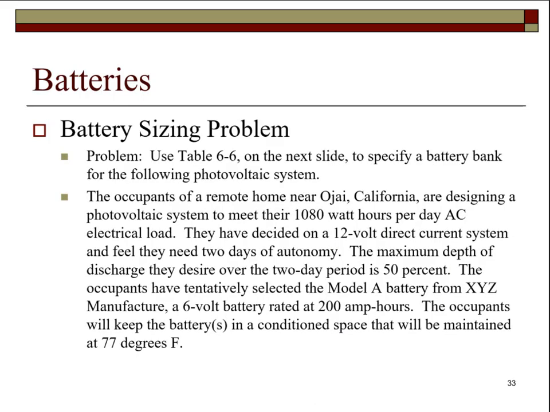Let's do an example. The occupants of a remote home in California are designing a photovoltaic system to meet their 1,080 AC watt-hours per day requirement. They decided on a 12-volt direct current system and feel they need 2 days of autonomy and a maximum depth of discharge of 50%. They have tentatively selected a 6-volt battery with a capacity of 200 amp hours. They will maintain the battery indoors at a temperature of 77 degrees Fahrenheit.